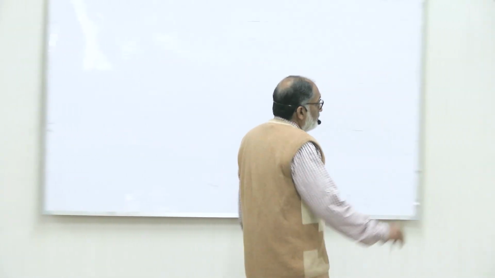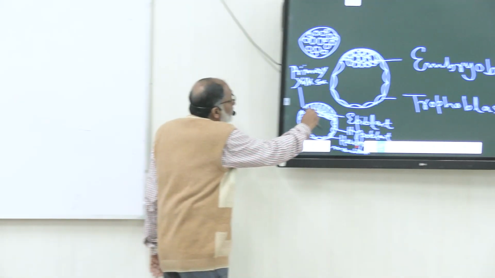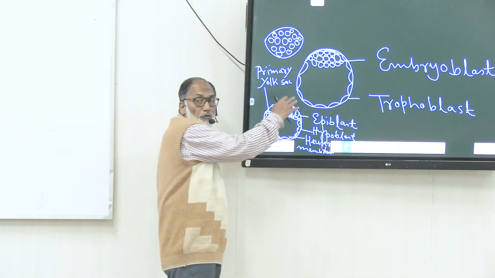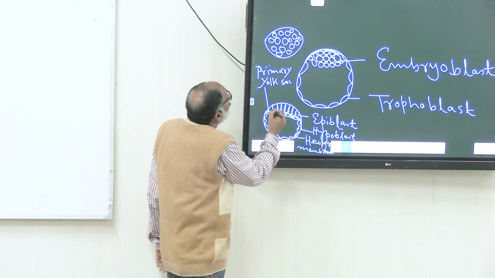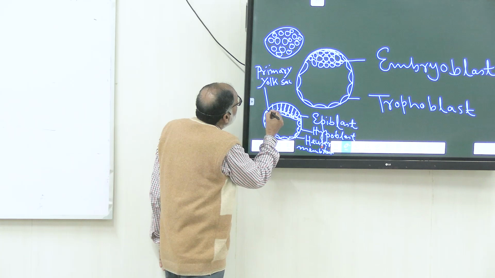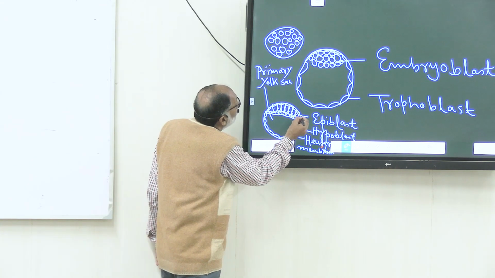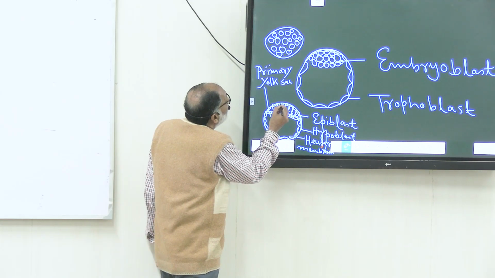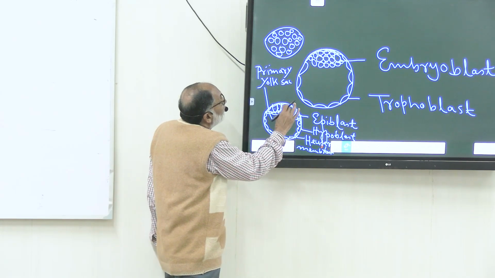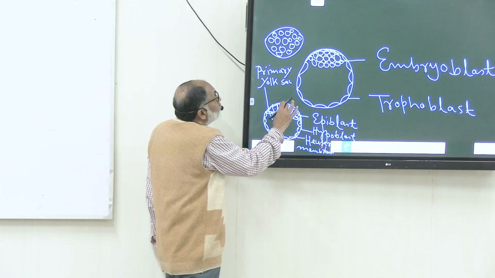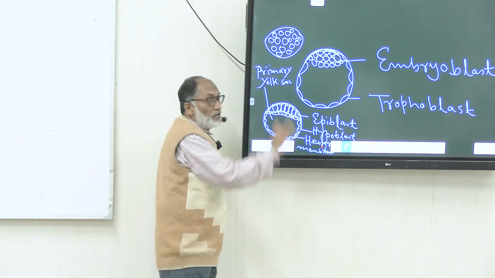Right. Now, a cavity appears between epiblast and trophoblast. Here lies the trophoblast. Now, a cavity appears between trophoblast and epiblast.